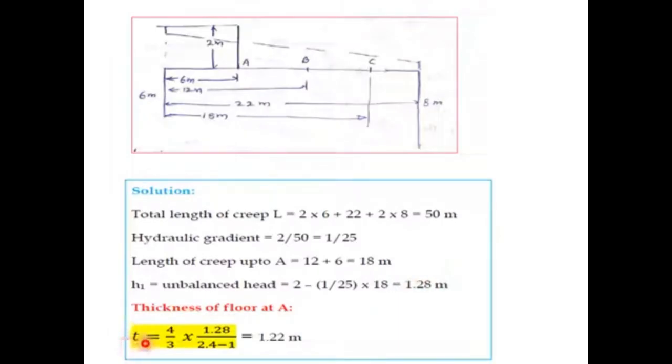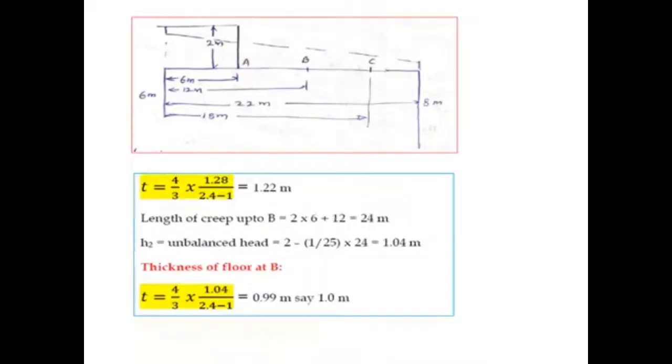Therefore, using the formula for the thickness, that is 4 by 3 into H by G minus 1, where G is the specific gravity of the floor, which is taken as 2.4. So that gives 1.22 meters. Therefore the thickness of the floor at A should be 1.22 meters.